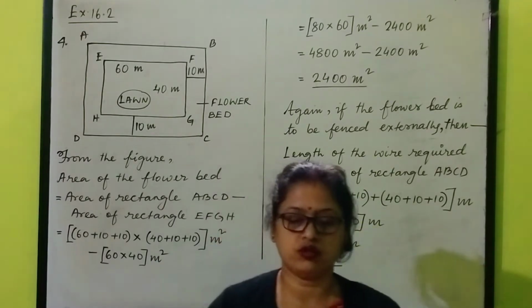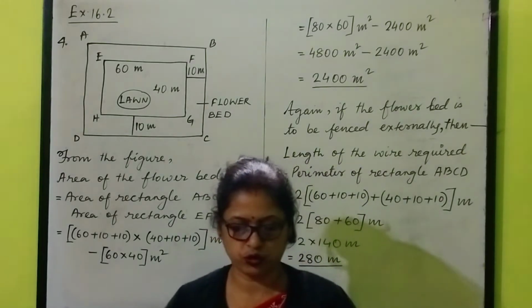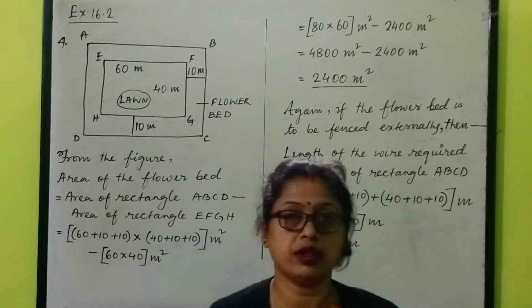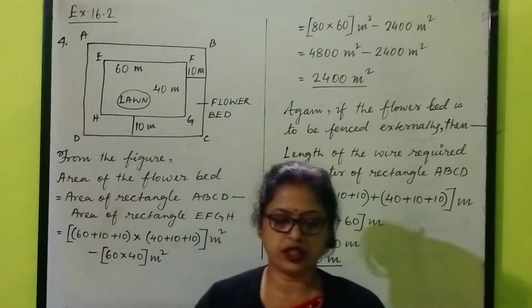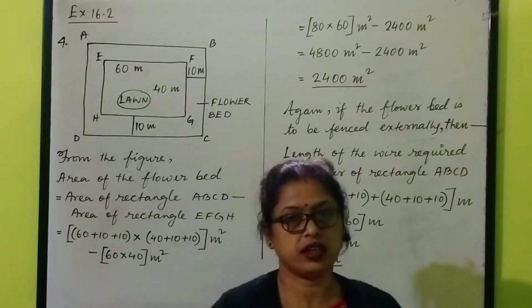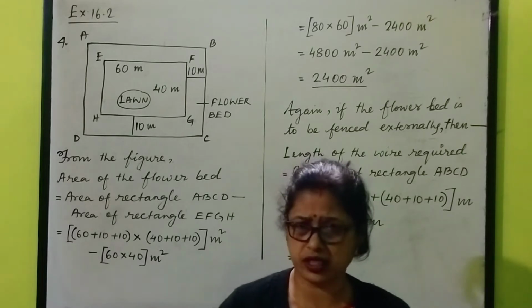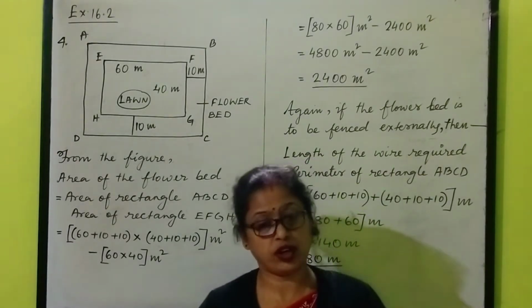Okay. So see question number 4. Open your books, all of you, my dear students. Question number 4. A lawn of dimensions 60 meter by 40 meter is surrounded by a flower bed 10 meter wide. Find the area of the flower bed. Up to this, it is just like question number 2, 3, 5 and 1b.